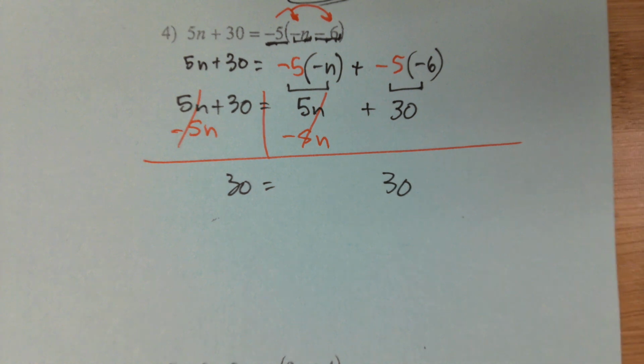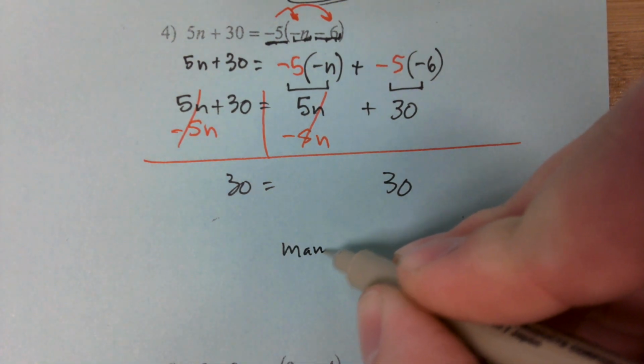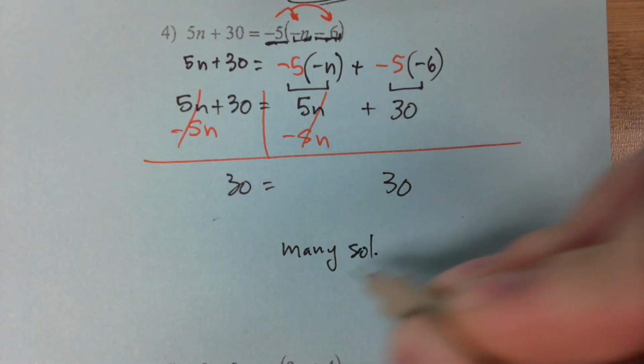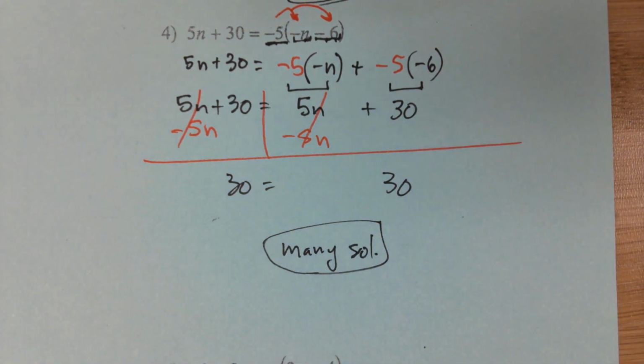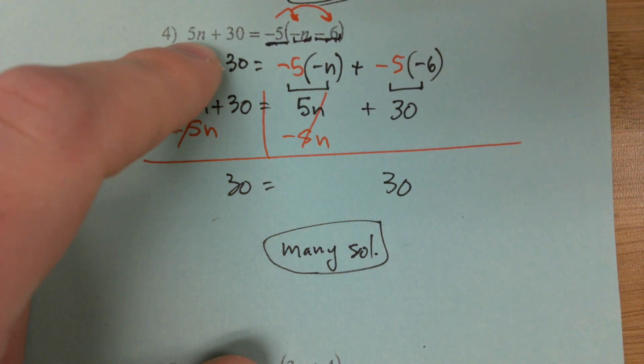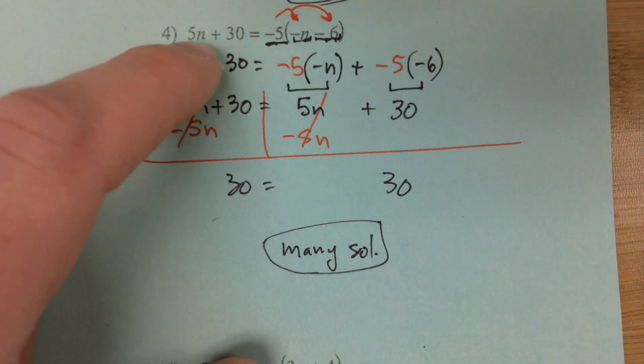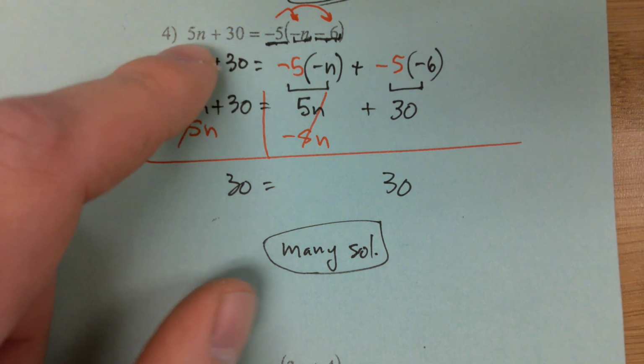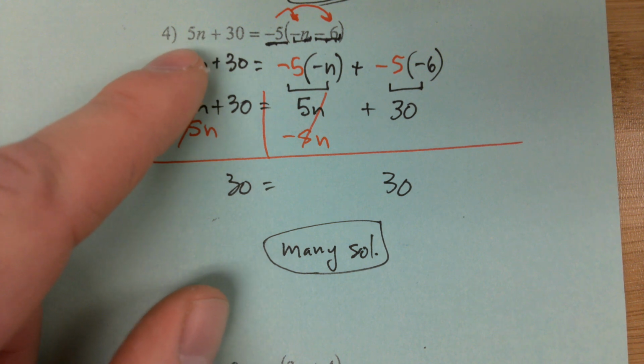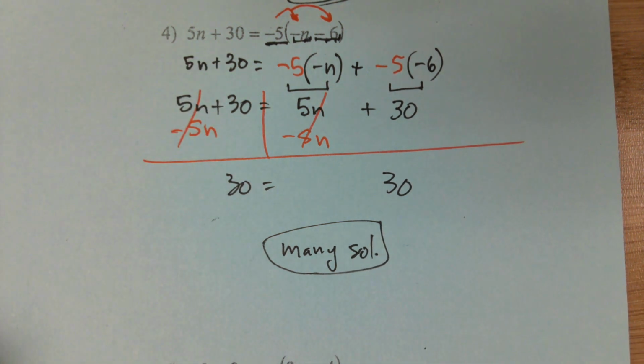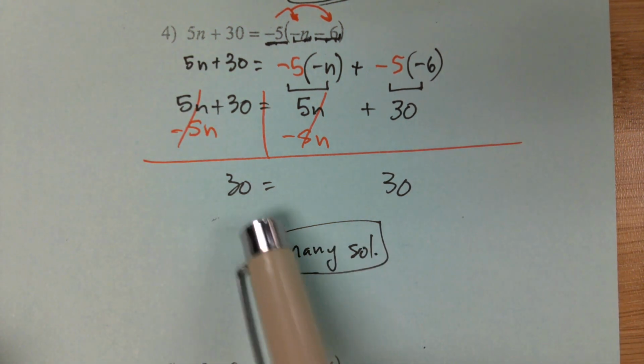So how many solutions is this? Many solutions. And what many solutions means is if we plug a 1 in for n, we'll get a true statement. If we plug 10 in, we'll get a true statement. Any number we plug in, we're going to get a true statement at the end, like this, 30 equals 30.